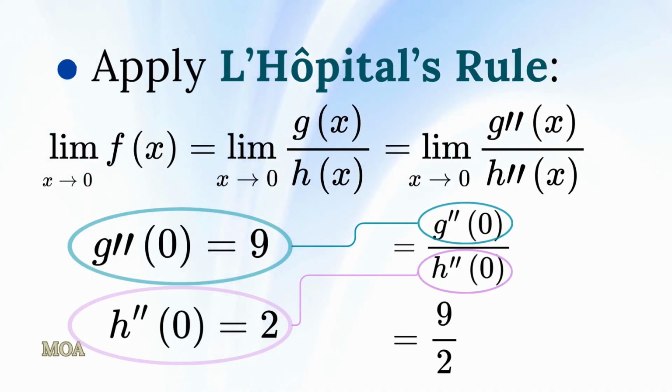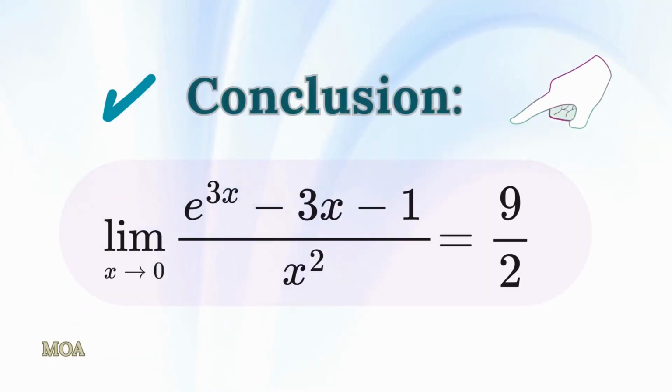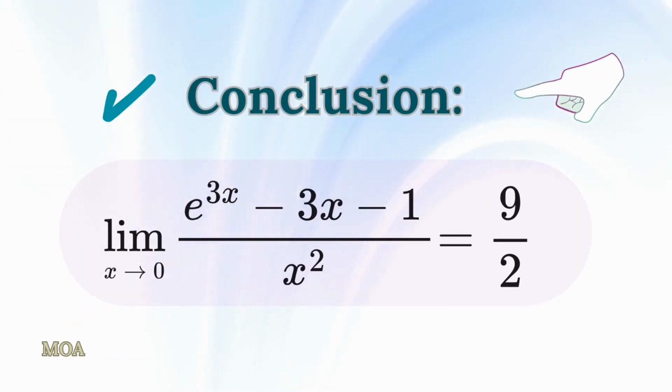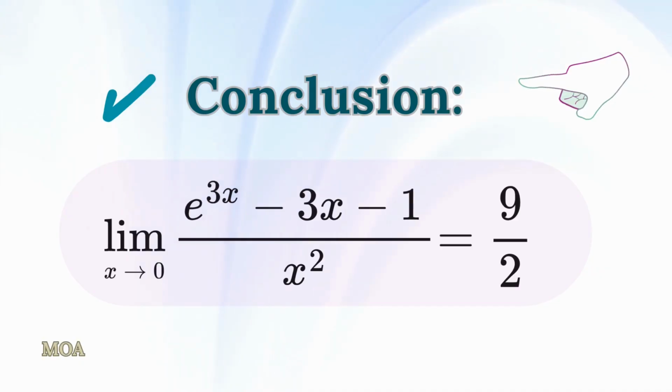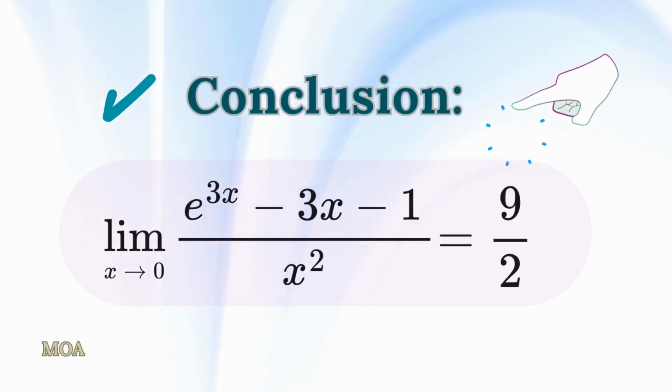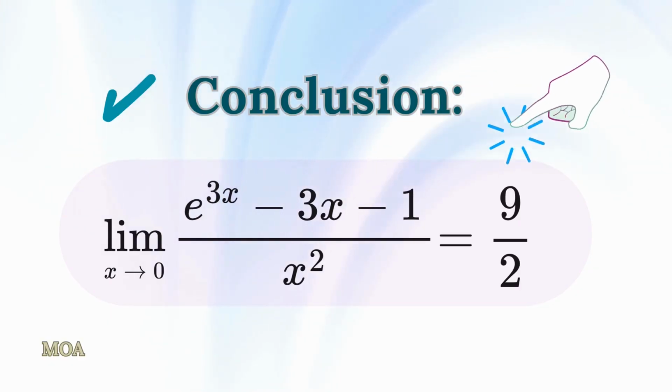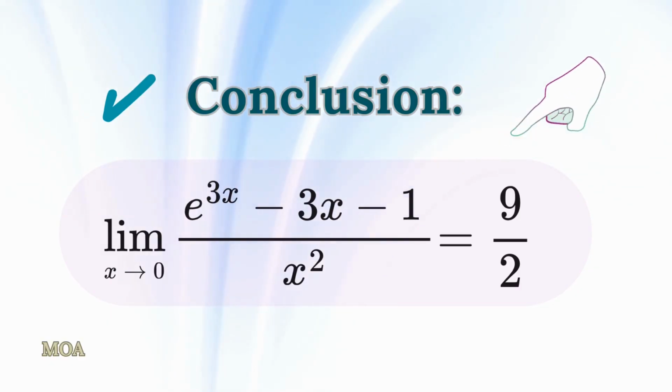Substituting x equals 0 into g double prime of x, we get g double prime of 0 is 9 times e to the 0, which is 9. h double prime of 0 is 2. Therefore, the limit of f(x) as x tends to 0 is 9 over 2. In conclusion, as x tends to 0, the limit of the quantity e raised to 3x minus 3x minus 1 all over x squared equals 9 over 2.